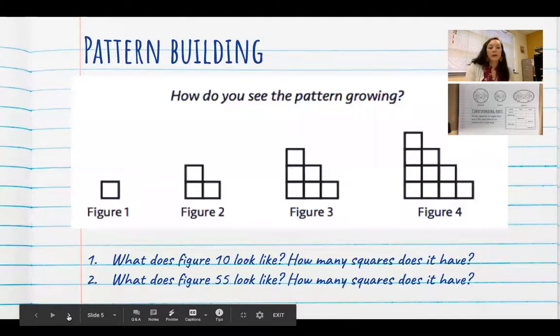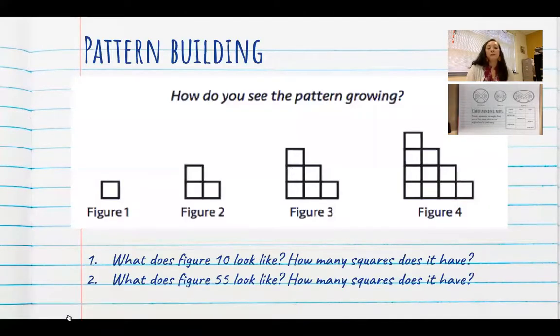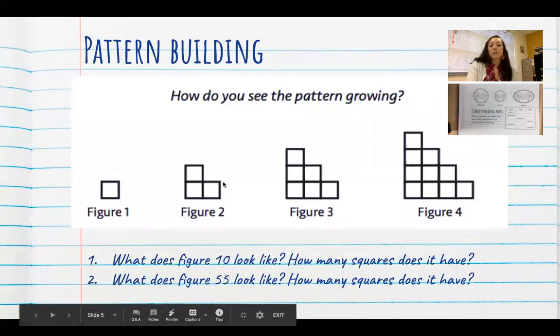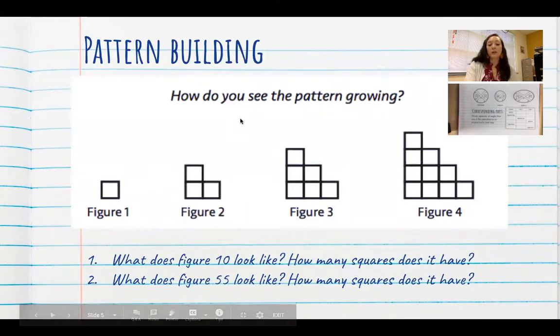let's talk about pattern building. For our patterns, we are going to just talk about how math is patterns. So how do you see this pattern growing? I want you to pause this video for a second, think about it, and then come back and we're going to answer these questions.